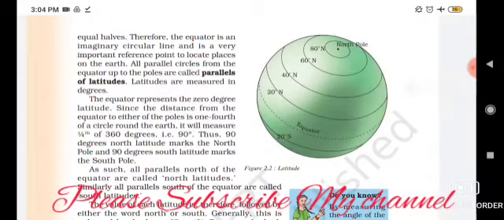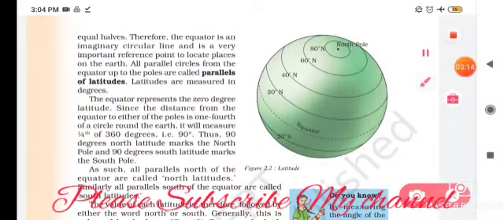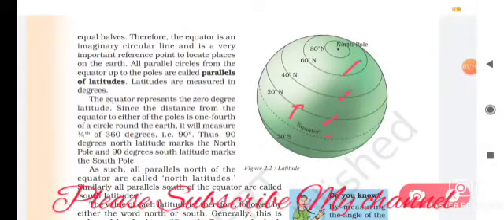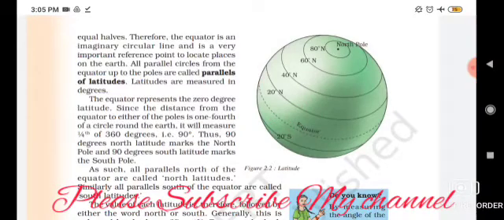They are equal halves, and there are some imaginary reference lines along with the equator, parallel to each other, called the parallels of latitude, and latitudes are measured in degrees. These are latitudinal lines, and they are parallel to the equator. This is the equator, and they lie parallel to it. These are called the parallels of latitude, and they are measured in degrees.